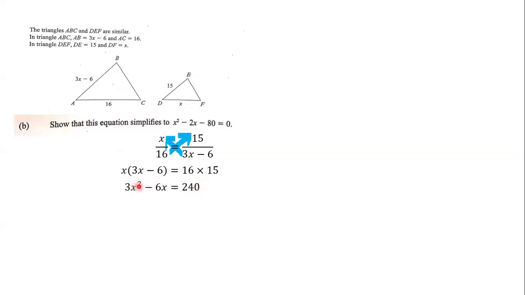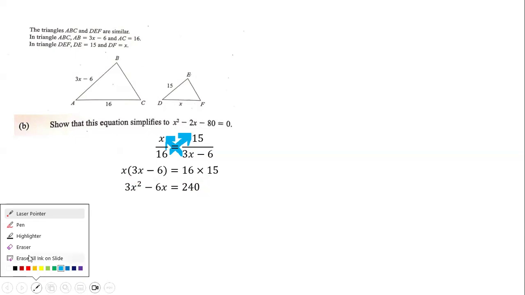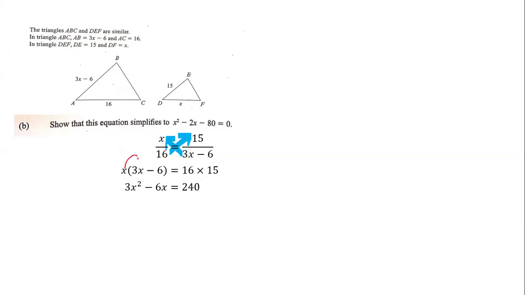And so we have 3x squared because we distribute. Let's distribute: we have x times 3x, and we have x times negative 6. X times 3x is 3x squared. X times negative 6 is negative 6x. And 16 times 15 is 240.